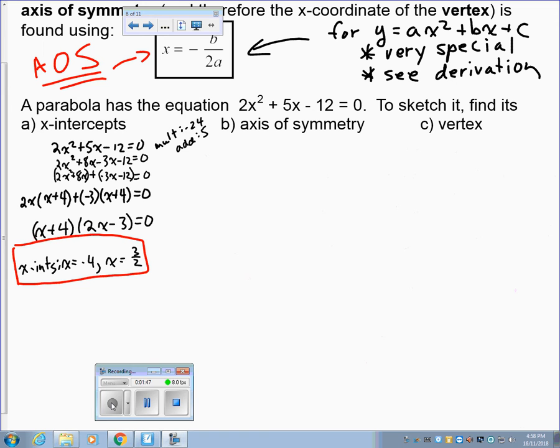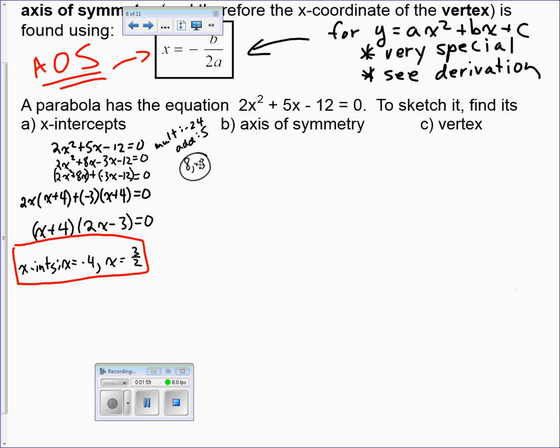negative 4, and when we simplify that second bracket, 2x plus 3 equals 0, we end up with 3 over 2. Now, remember what I told you. The axis of symmetry is going to be negative b over 2a, so we'll use that. Let's calculate that, and then we're going to take that and plug it back into our original equation.